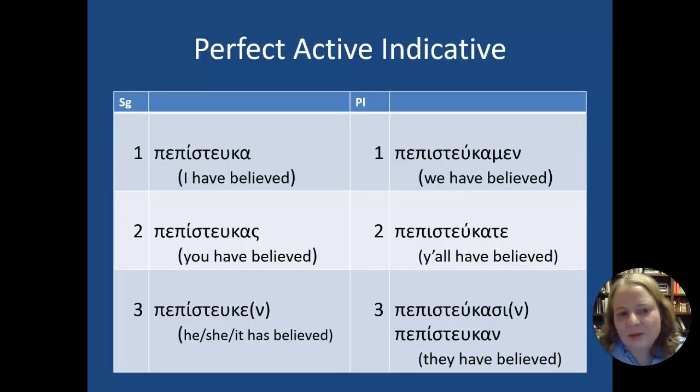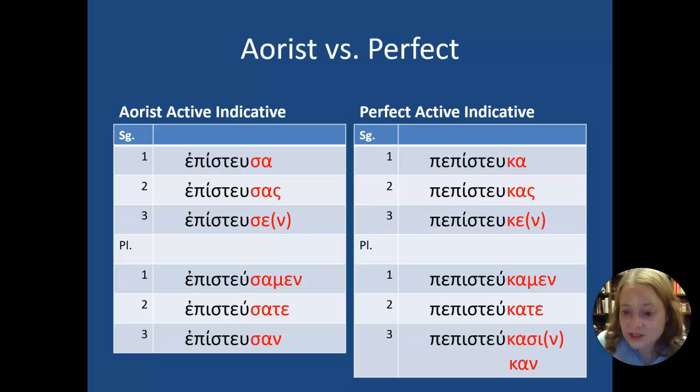I have believed, pepisteuka; you have believed, pepisteukas; he, she, it has believed, pepisteuken; we have believed, pepisteukamen; y'all have believed, pepisteukate; they have believed, pepisteukasin. Okay, this is what it would look like side by side with the aorist.